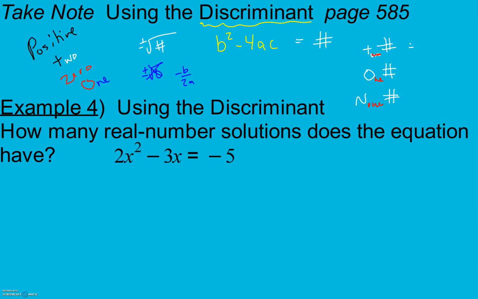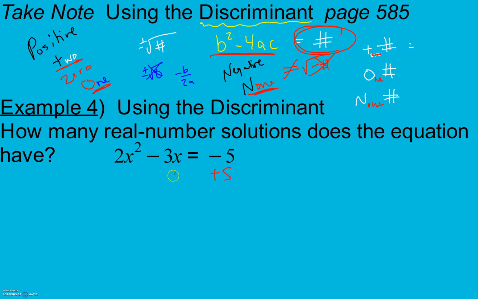And when our discriminant is negative, we have no solutions, because we cannot take the square root of a negative number. Can't do it. So, again, we're looking at just our number here for the b squared minus 4ac. If it's positive, we have 2. If it's 0, we have one solution. And if it's negative, we have none.